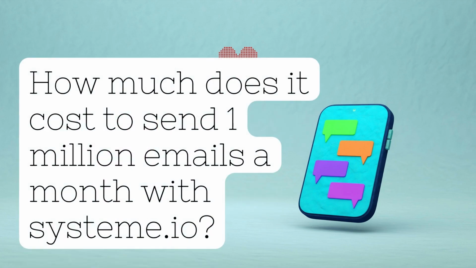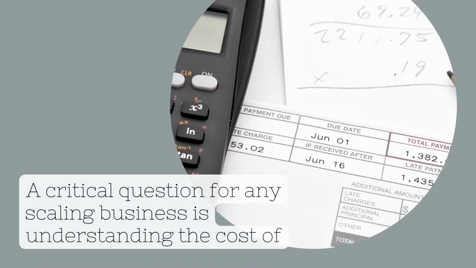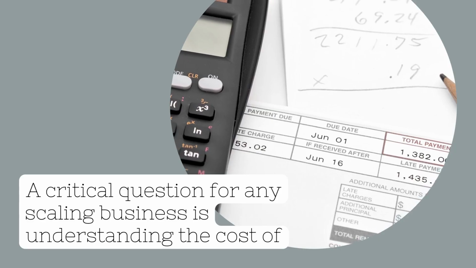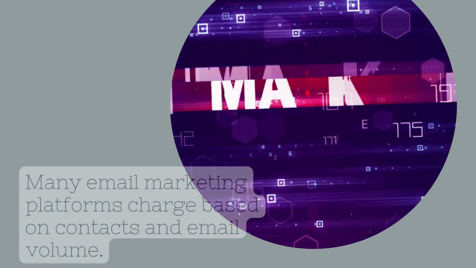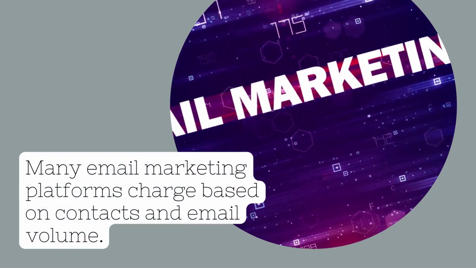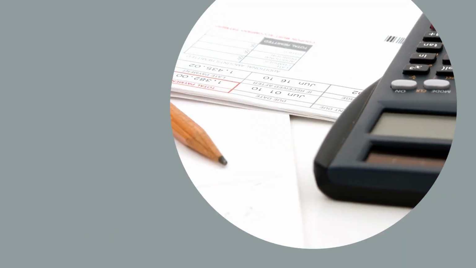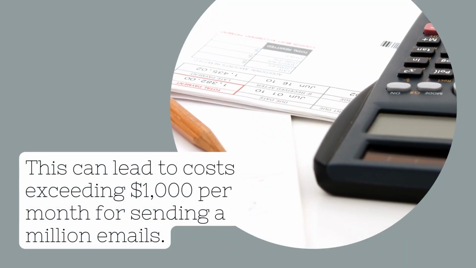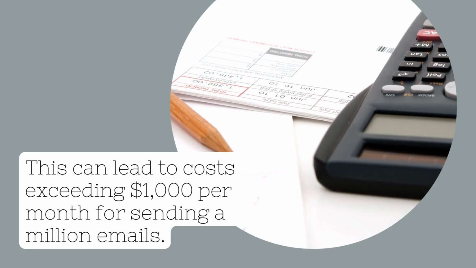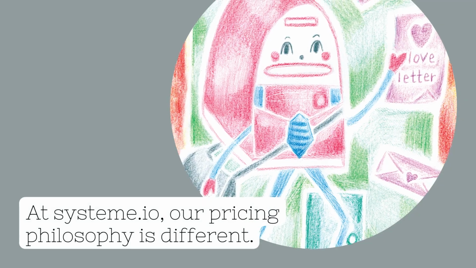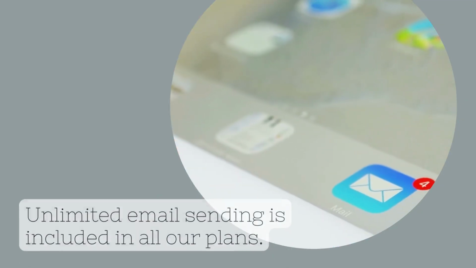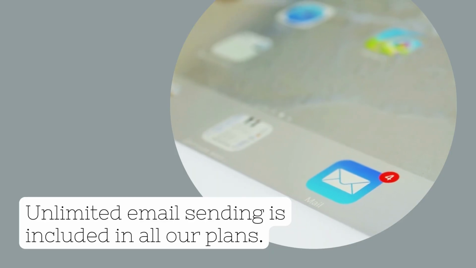How much does it cost to send 1 million emails a month with System.io? A critical question for any scaling business is understanding the cost of high-volume email. Many email marketing platforms charge based on contacts and email volume. This can lead to costs exceeding $1,000 per month for sending a million emails. At System.io, our pricing philosophy is different. Unlimited email sending is included in all our plans.